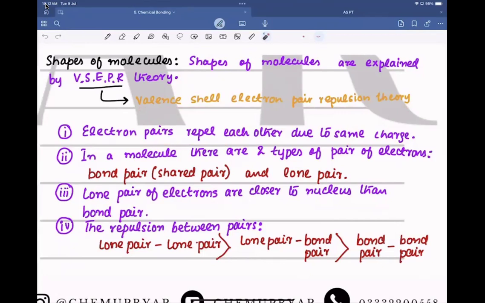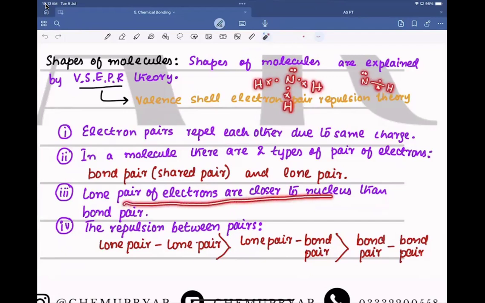For example, if I give you the example of ammonia, in ammonia, we see that there are three bond pairs between nitrogen and hydrogen atoms, and there is one lone pair, right? Yes, sir. Talk about this bond pair, as this bond pair is between two atoms, so it is attracted by both the atoms. Due to this, it is a little away from the nucleus of the central atom as compared to the lone pairs, because there is no other atom on the other side of the lone pair which is attracting that lone pair. And that's why we say that lone pairs are closer to the nucleus than bond pairs. Is this understandable?